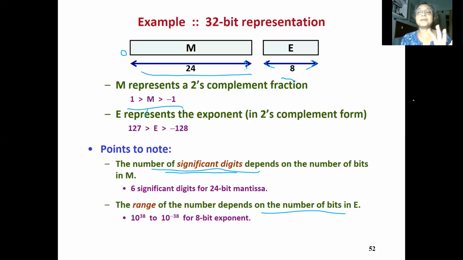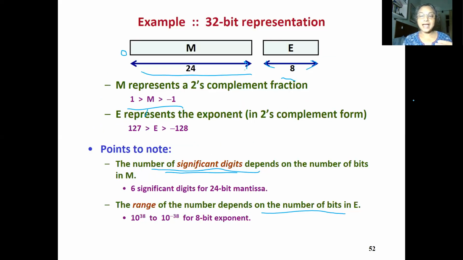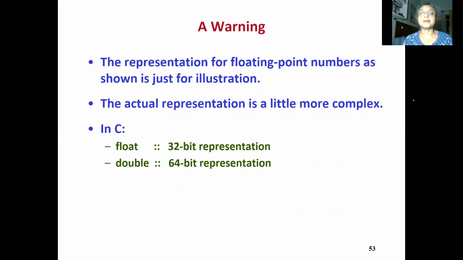You can assume that part of it is for the mantissa and part of it is for the exponent, and there's a trade-off. The larger the mantissa, the more the precision, and the larger the exponent, the more the range of the numbers that you can represent. We are not looking at the actual representations, which are a little bit more involved, like the IEEE floating point format, but this gives you a basic idea about how a floating point number is stored in the computer. The actual representation is a little more complex, so we'll not cover it here.